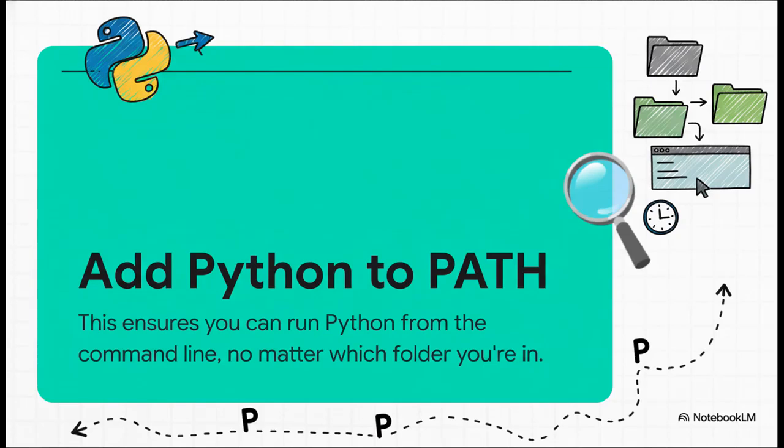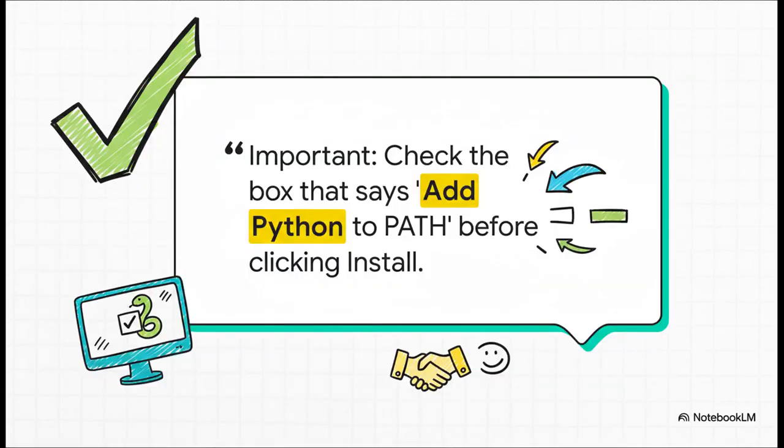So what on earth is this path thing, right? Well, think of it like adding a new contact to your phone's address book. By checking that box, you're telling your computer's command line, hey, remember where Python lives? That way, no matter what folder you're working in, you can just type Python and your computer knows exactly what you're talking about. It saves you from so many command not found errors. I know I'm saying it again, but it is just that important. Before you click that install button, find this checkbox. It is the absolute key to a hassle-free setup. Trust me, future you will thank you for this.